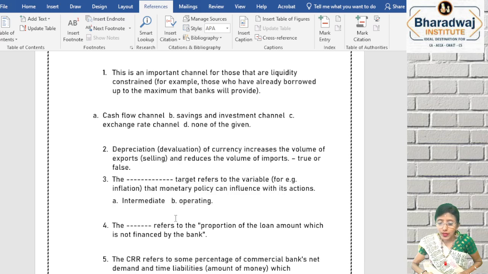The next one. The dash refers to the proportion of the loan amount which is not financed by the bank. In the class, I was explaining this concept with an example. If you can remember, from the agriculture sector and from plastic industries, both of them are submitting loan applications to the commercial banks. That is the context. And I told you that this term is asked. It is a concept that is asked, and students are a bit new to it.